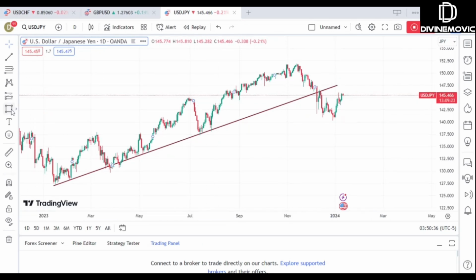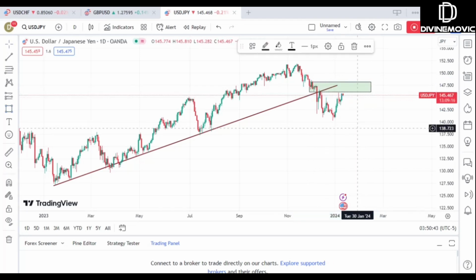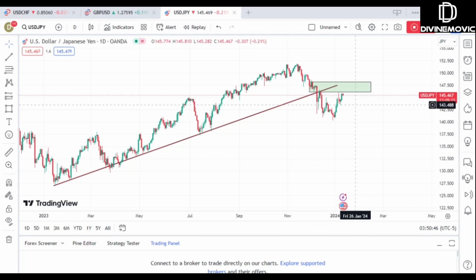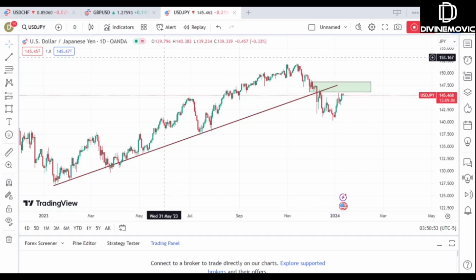So I will simply use my box button to mark out this zone here as an area of concern. Now I'll go to the 4-hour time frame and study what has happened below this box and see what I can possibly decide will happen in the market.